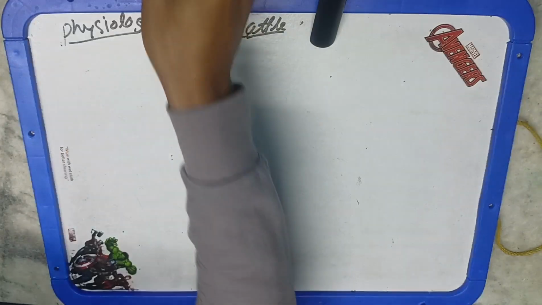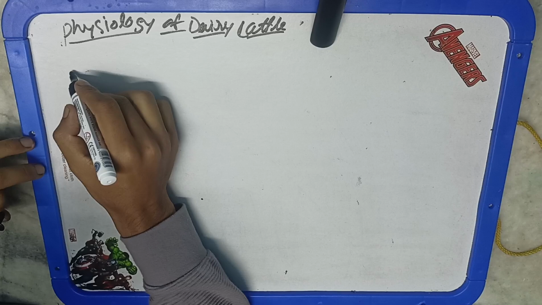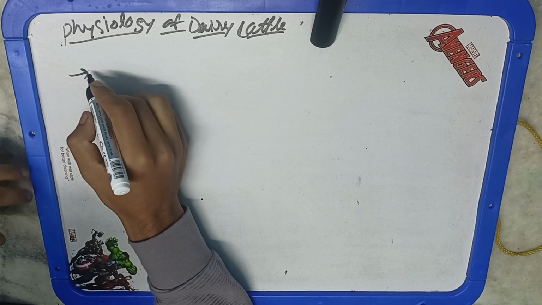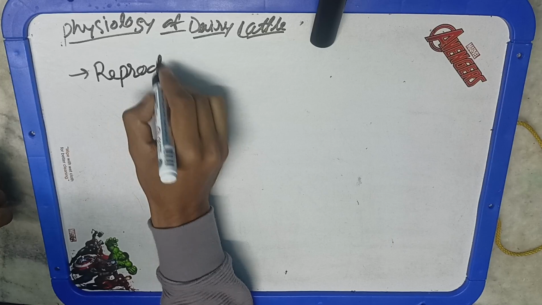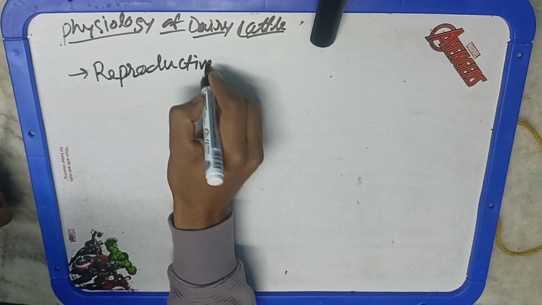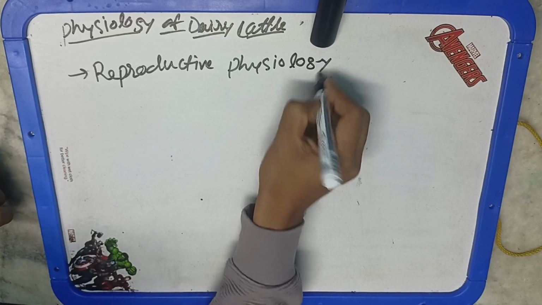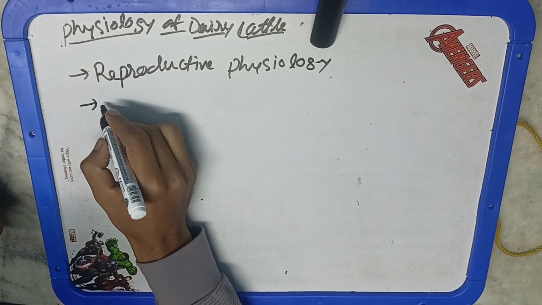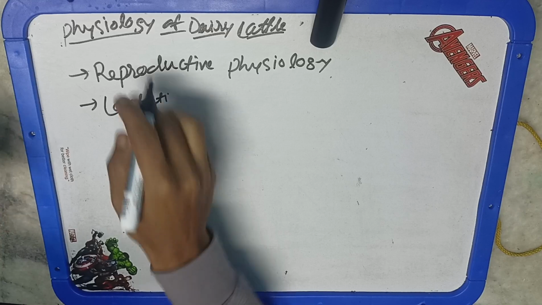Okay, so the physiology of dairy cattle consists of so many things. First we'll try to understand, and you know it very well, physiology is basically the biological processes which are happening inside the body, we can say the different types of functions. Like in the plants, photosynthesis, movement of food and water, supply of food and water, all these things are physiological aspects.